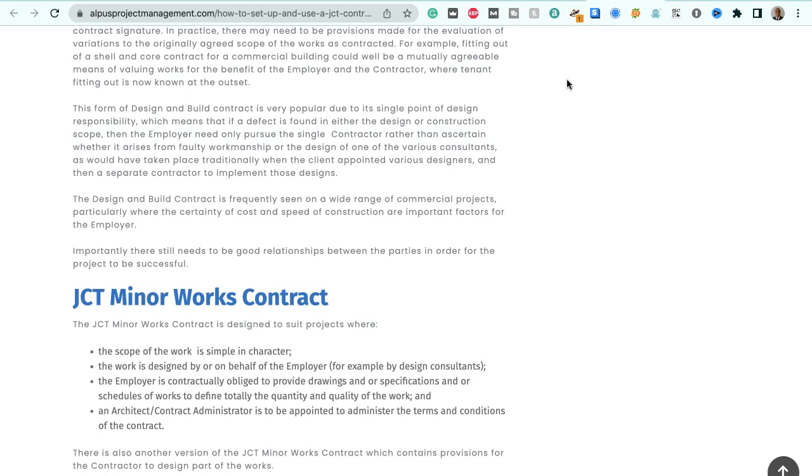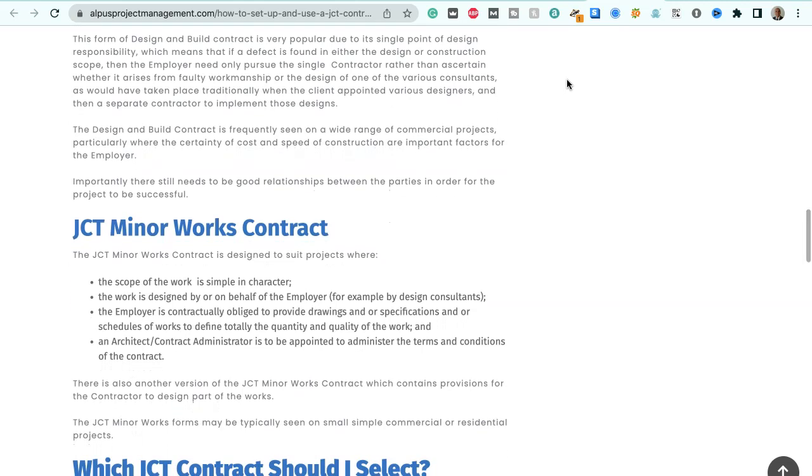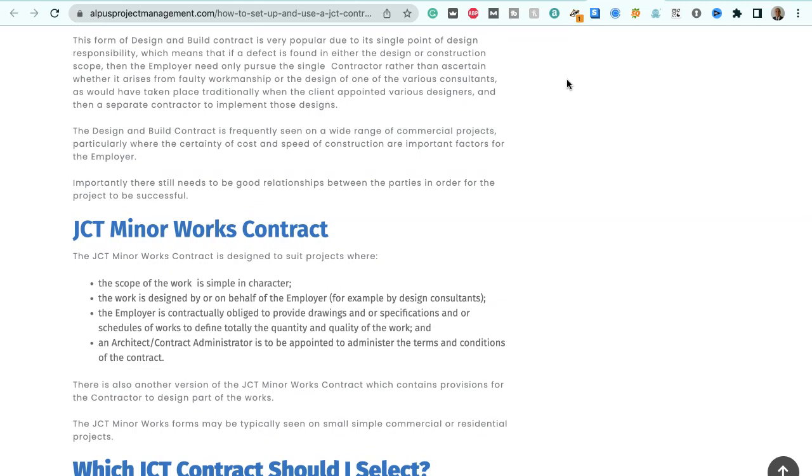For example, fitting out of a shell and core contract for a commercial building could well be a mutually agreeable means of valuing works for the benefit of the employer and the contractor, where tenant fitting out is not known at the outset. So if you can imagine one of these large commercial buildings, essentially it's a shed, and the developer could commission a contractor to design and build the shed, and they could mutually agree that the fitting out to suit the tenant, who may not be in the picture originally, could be done as a variation order. So there needs to be an agreeable means of evaluating that variation order.